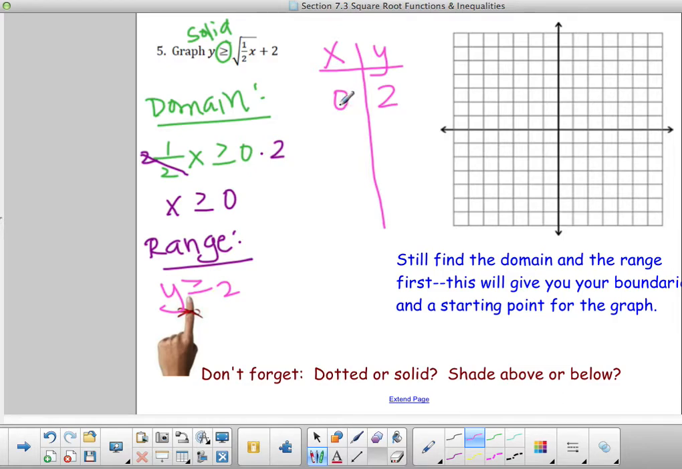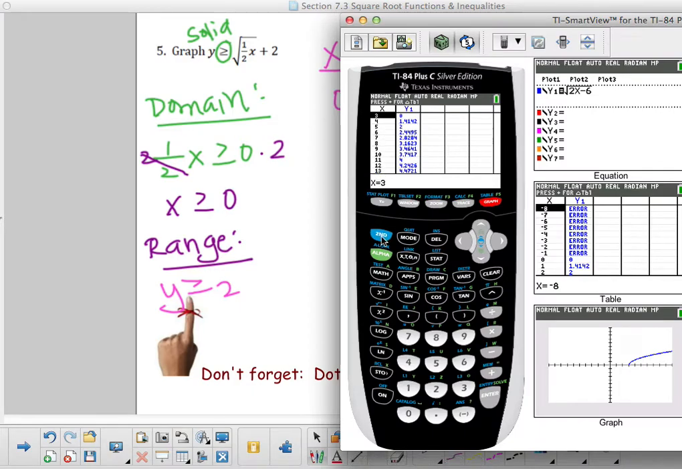Let's just check, does that work? Okay, 1/2 times 0 is 0. Square root of 0 is 0. 0 plus 2 is 2, so that does work. And it says x is greater than or equal to 0, so I would pick numbers greater than 0 to plug in there. Okay. Once again, I'm going to go ahead and do it on my graphing calculator. And if you don't, you can just pick numbers greater than 0 and plug them in.